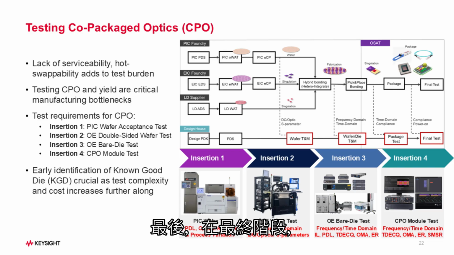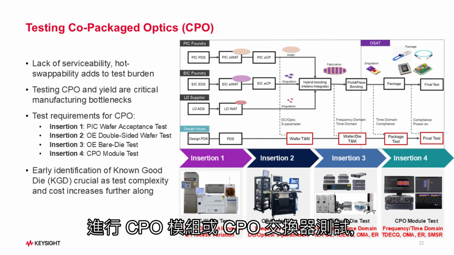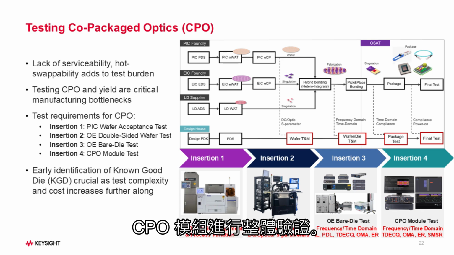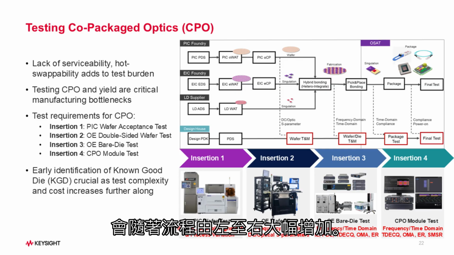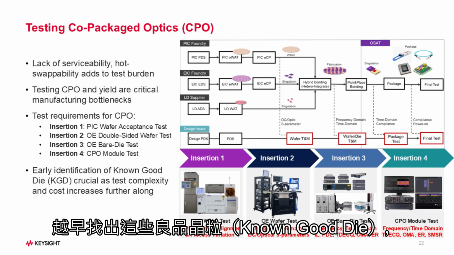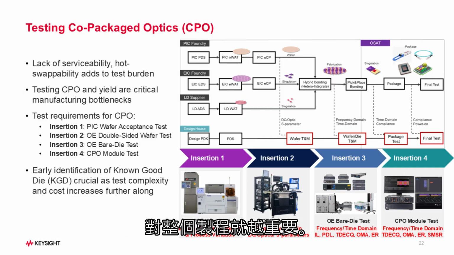And finally, at the last stage, where we do a CPO module test or a CPO switch test, that's when we're testing the whole CPO module assembled together. And as you can see, the test complexity is increasing significantly as we go from left to right. So it's paramount to try and identify those known good dies as early as possible in the process.